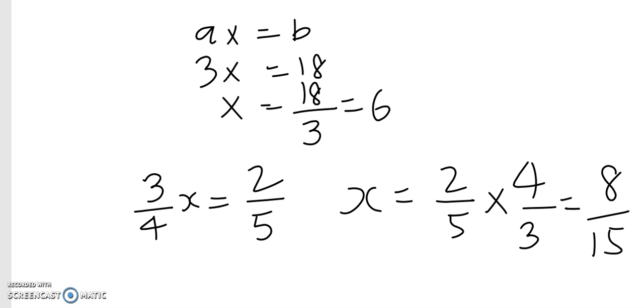So look what we are doing here. In this case, 3x is equal to 18. When I bring the 3 to the other side, 3 becomes the denominator. It goes to the bottom. So 18/3 is equal to 6. In this case, when I bring this 3/4 to the other side, I'm flipping it, which is 4/3, and that becomes 8/15. That's an easy way of doing it. There are different ways of doing it. I'm just doing it the way that I know.